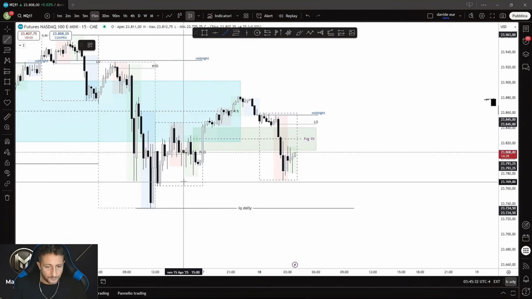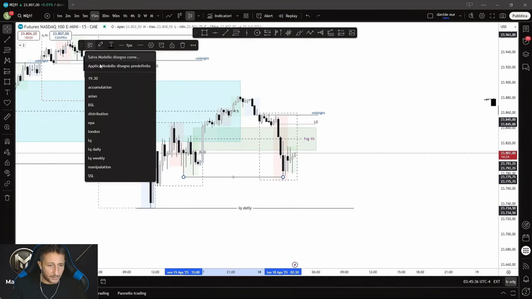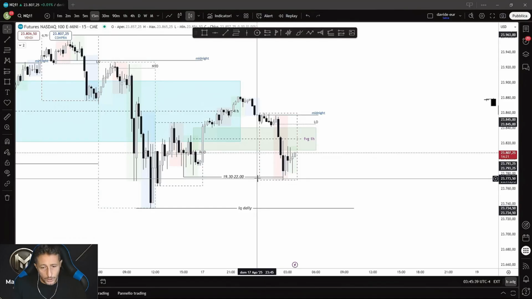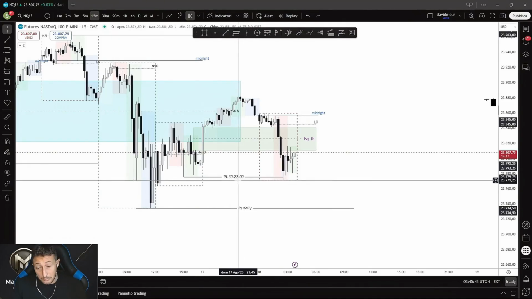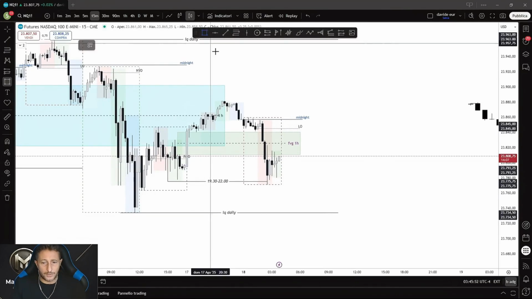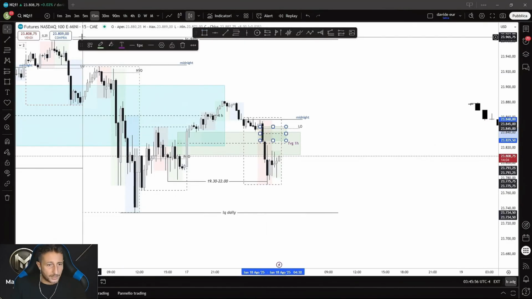We can start from 19 hours 30 minutes and 22 seconds, which is this low right here, and we've already taken it. That would basically be the afternoon in New York. So around 19:30 minus 6, which is 1:30 p.m. US time. Okay. Then we can see how this 15-minute fair value gap is driving the short.